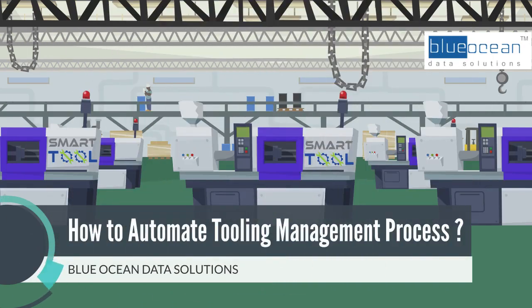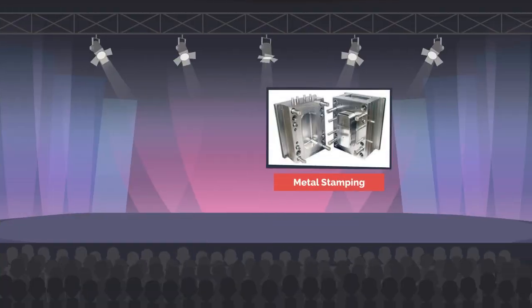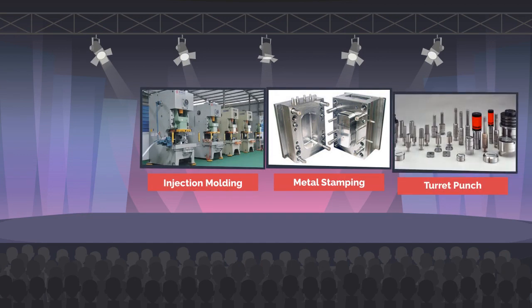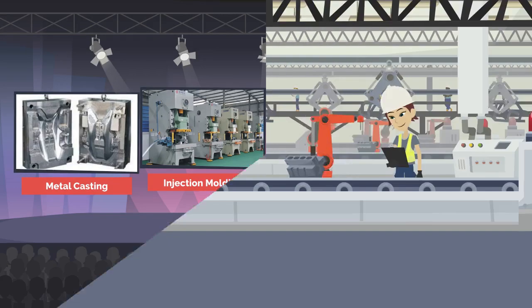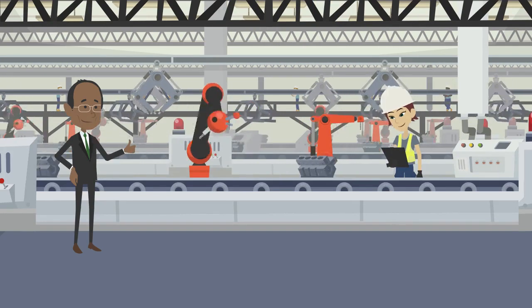How to automate tooling management process for cost saving. Tooling control is one of the important aspects in manufacturing industries, especially for metal stamping industries, injection molding industries, turret punching industries, metal casting industries, etc. Tooling conditions and tool life will affect products' quality directly.